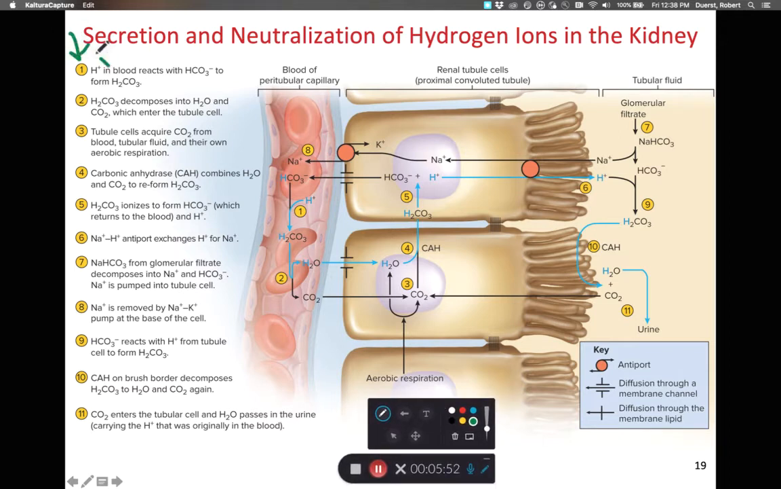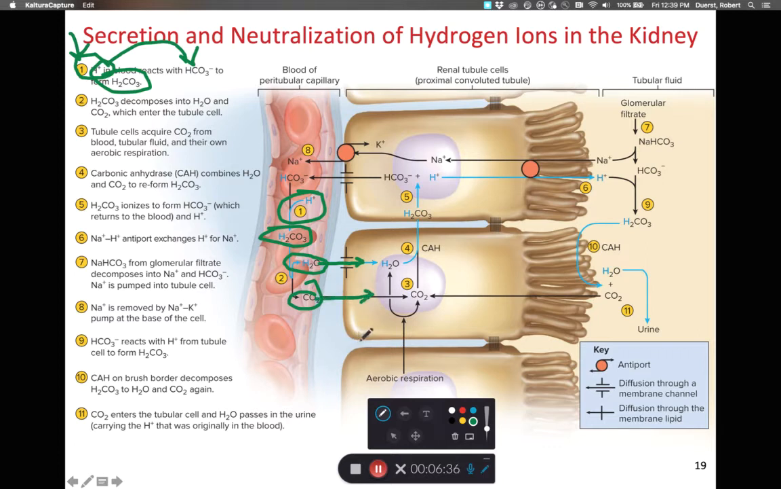Step number 1 is that we have excess hydrogen ions in the blood. Those hydrogen ions in the blood react with bicarbonate ions to form carbonic acid. That carbonic acid is going to dissociate into a water molecule and a carbon dioxide molecule. That water molecule is going to pass into the cell of the renal tubule through a port, probably an aquaporin, I would assume at this point, just a port protein to allow easy access to the cell membrane. And then the carbon dioxide molecule can diffuse directly through the phospholipid bilayer.